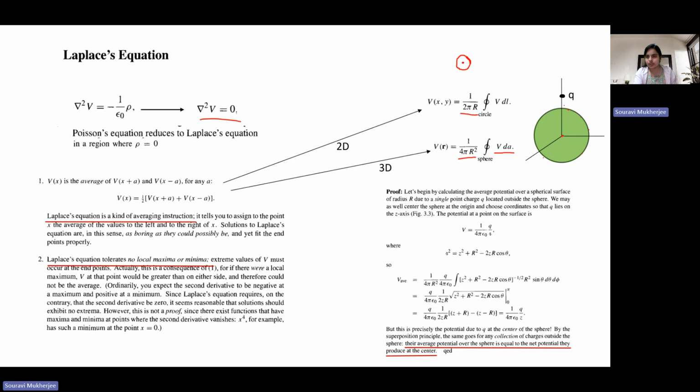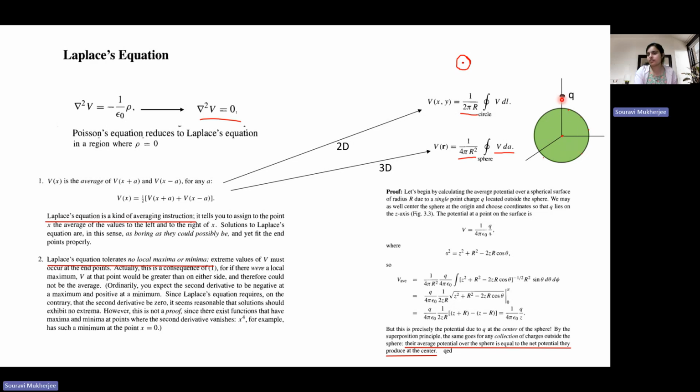Okay, so if we want to look at a proof in 3 dimension, we can start with something like this. So here you can consider some charge q, okay, and there is this sphere. So there is no charge inside. Okay, so this region satisfies the Laplace equation. Here rho is 0. So inside this region, rho is 0. And because rho is 0, here Laplace equation holds.